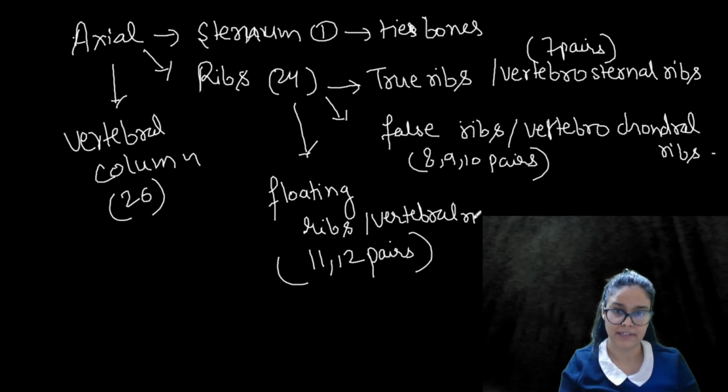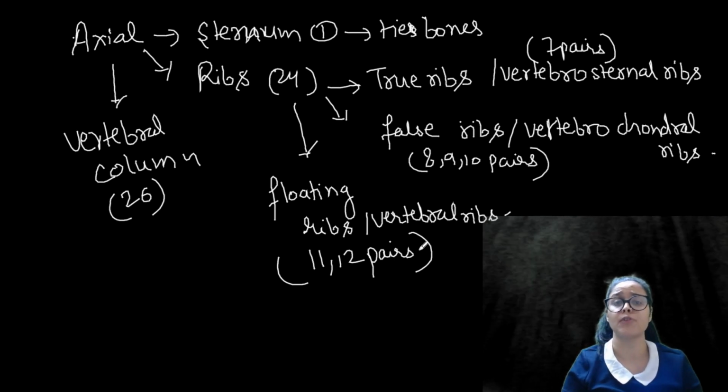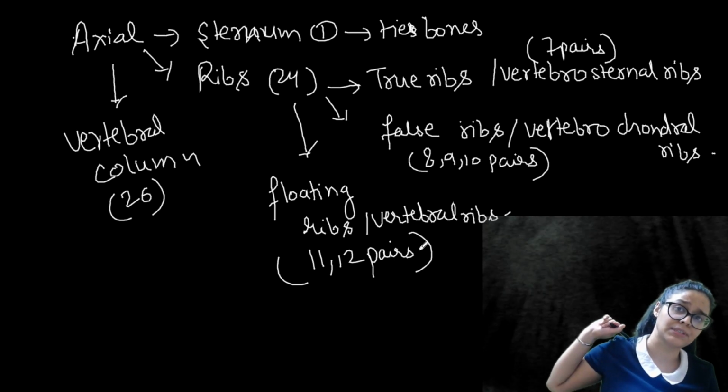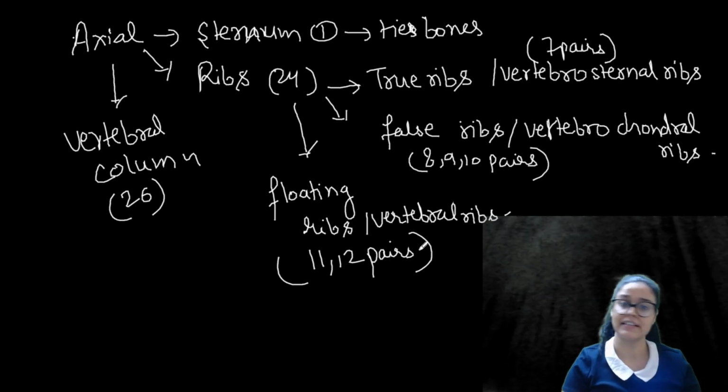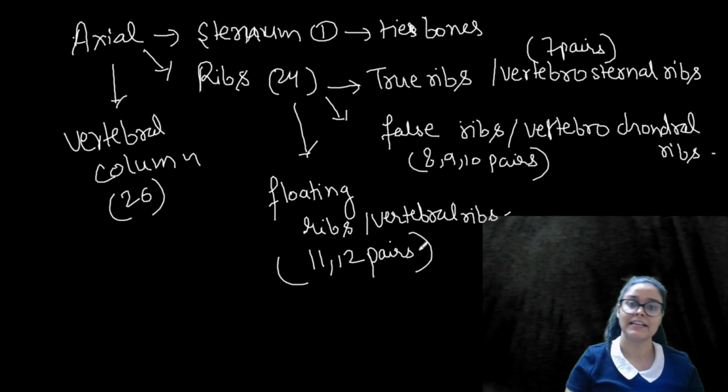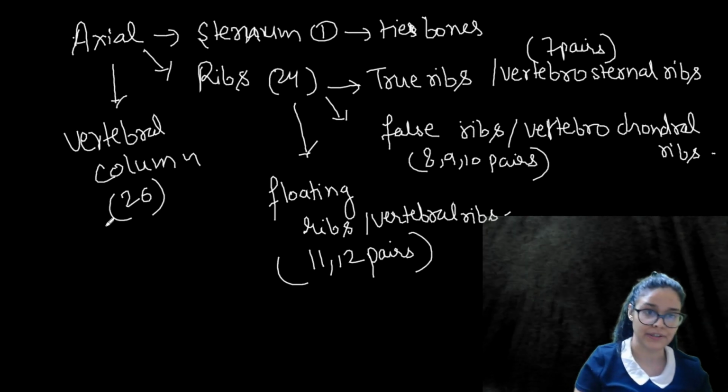We call them vertebral ribs, right? So why do we call them floating ribs? Because they are attached to the vertebral column from the dorsal side. Ventrally they are not attached to anything, they are floating from the ventral side. So the 11th and 12th pairs are floating ribs, right?